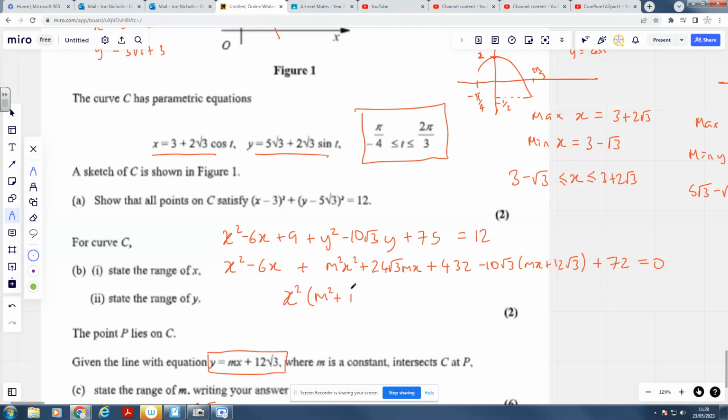x squared times m squared plus 1. So I'm collecting together the x squared terms, and then I'm going to collect together the x terms. I'm going to have 24 root 3 m, but minus 10 root 3 m, so that's just 14 root 3 m. And then I've got a minus 6. I think I've dealt with all the x's then. And then I've got 432 plus 72 minus 360, because that's going to be minus 360. So 432 plus 72 minus 360.